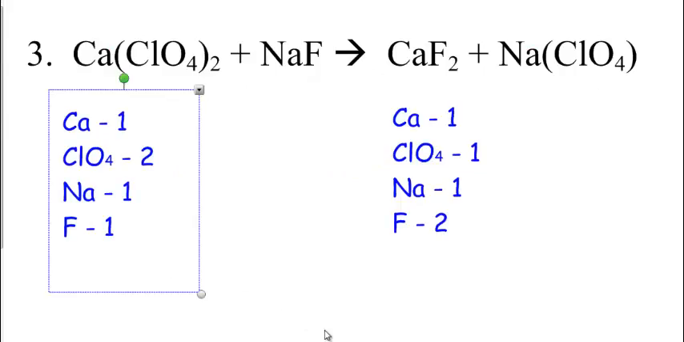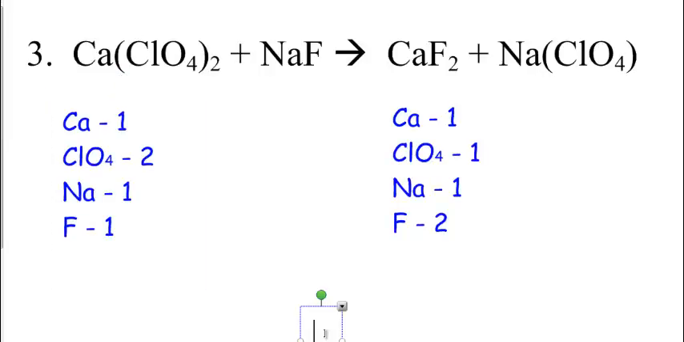Number 3 has a polyatomic ion in it. Whenever you have a polyatomic ion, it's wise to go ahead and count that polyatomic ion separately. So what I basically have is calcium, just 1, perchlorate, 2, sodium, 1, and fluoride, 1. On the product side, notice that even though it goes calcium and then fluorine, I just put the fluorine at the end and use the exact same order as I did on the reactant side. Just makes it easier for me to keep track.